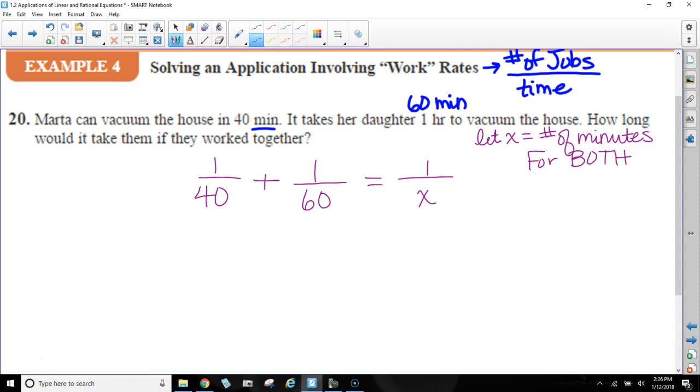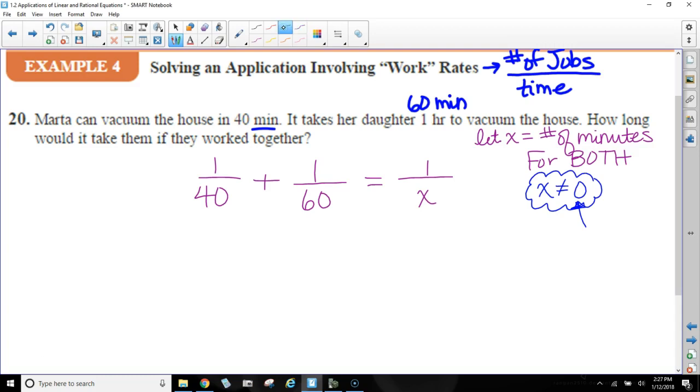Now, in this case, we have a rational equation. And so one thing that we consider when solving a rational equation is we have to exclude from our solution set any value of x that would give us 0 in the denominator. We would probably toss an answer of 0 out for our application problem anyway, just because it doesn't make sense. It's not like if they work together, the house is going to immediately vacuum itself, although that would be awesome.